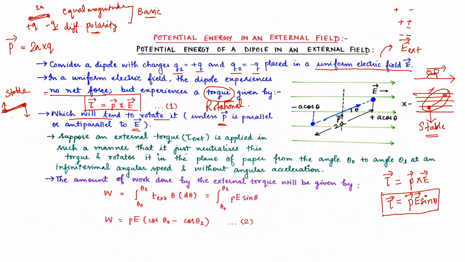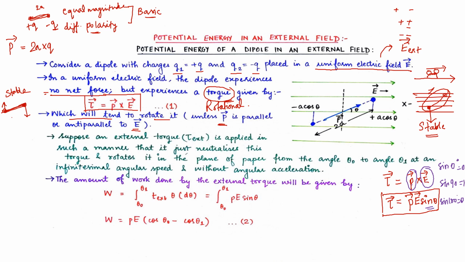Why are they saying so? The torque will be faced by this electric dipole, because the torque is dependent upon two quantities. One is P, the other is E, and both are having a cross product. So for sine theta, sine 0 degree is 0, sine 90 degree is 1, and sine 180 degree is again 0.